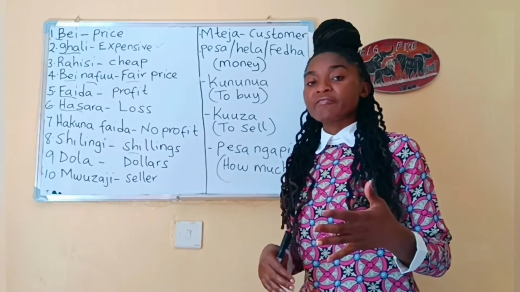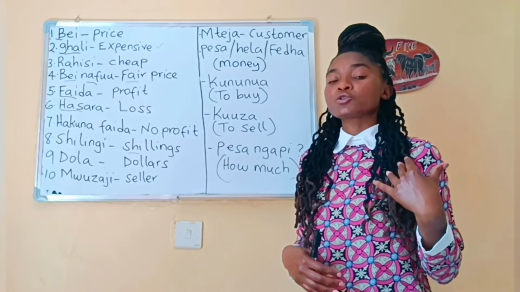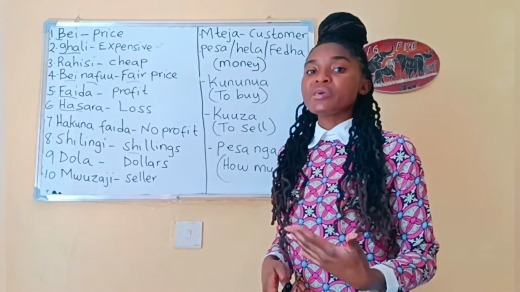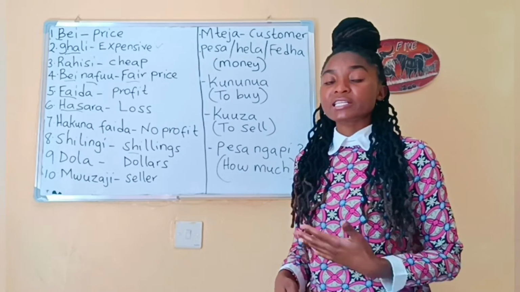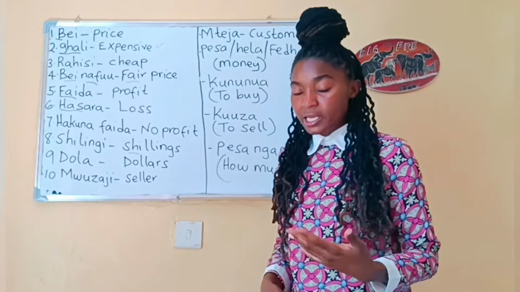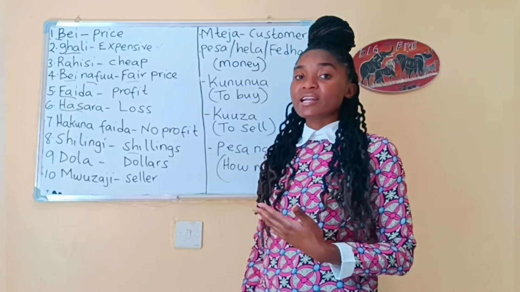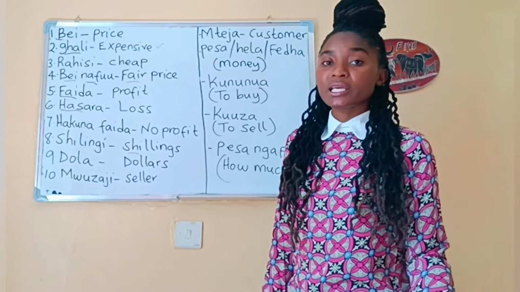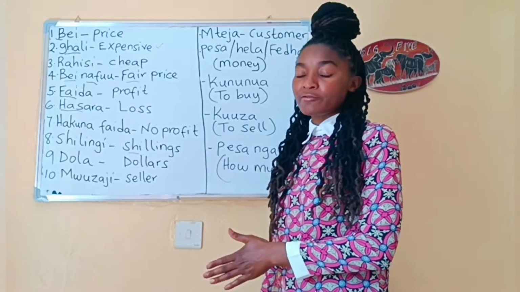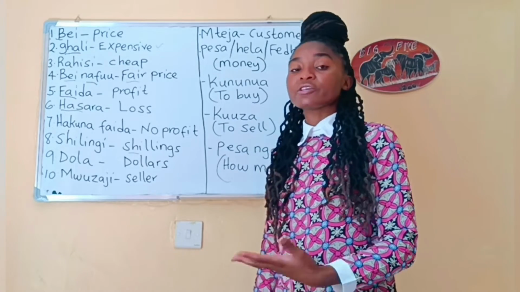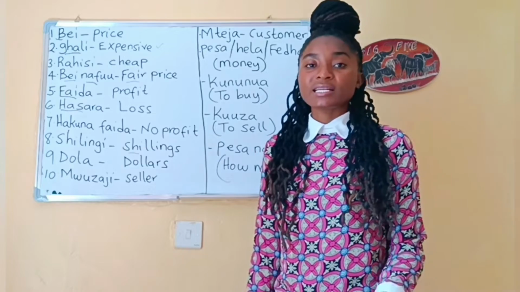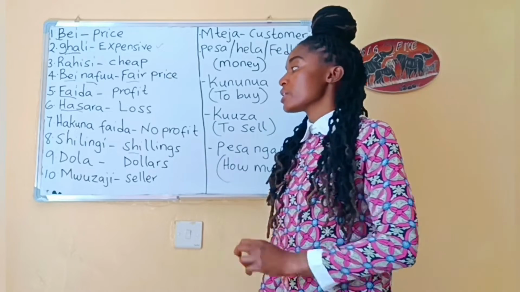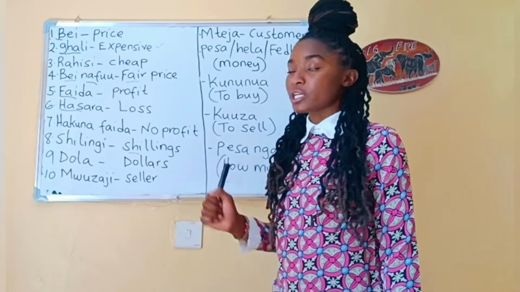If you want to say 500 shillings, so going back to the numbers that I taught you way back, you can say shilingi mia tano. So you start with the word shilingi and then the amount will come after. If it's 200 shillings, remember 200 is mia mbili. So you'll say shilingi mia mbili. So the word shilingi is shillings.